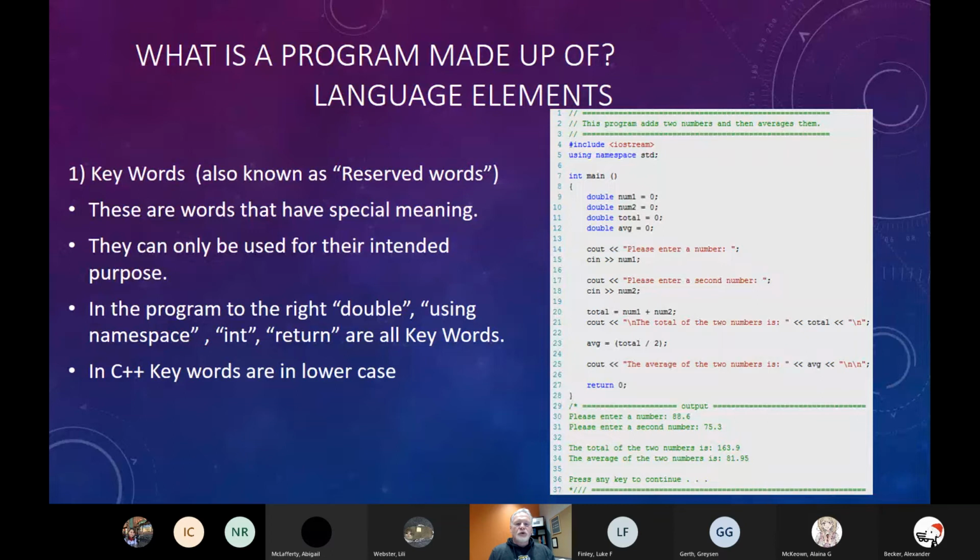You cannot name anything else in this program double. It is a reserved word. If you really are headstrong and want to name something double, you could probably make it a capital D and it would work. But lowercase double is a reserved word you can't use for anything else. Same with anything else that is colored on this screen. Those are reserved words. All of the C++ keywords are in lowercase. You'll probably hear me refer to them as reserved words in the future.